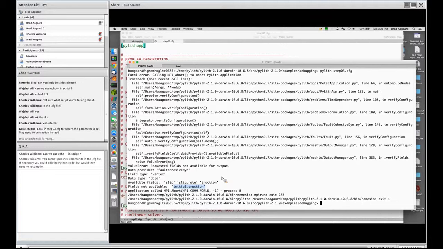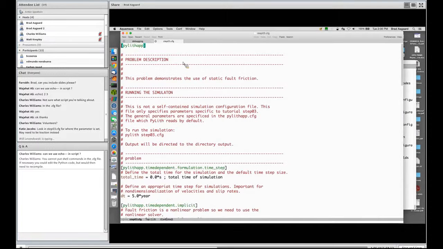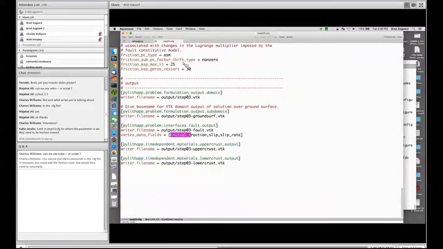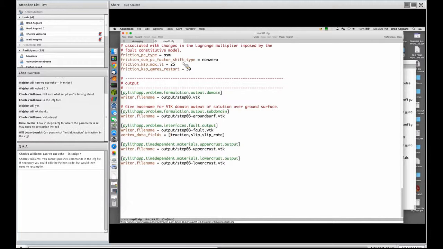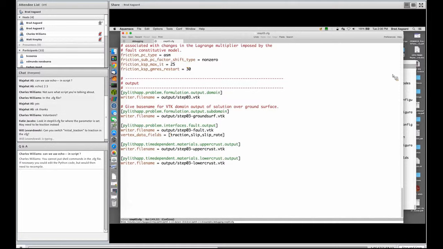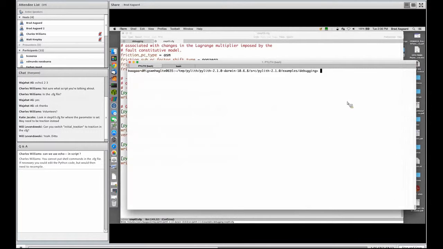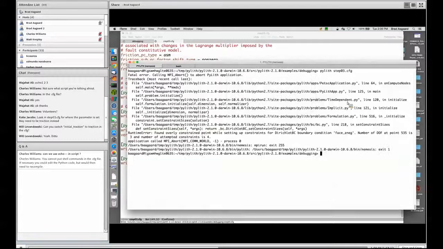Okay, so let's look in step 03 where we have initial traction and switch it to traction. So let's replace initial traction with traction. Yep. So both Katie and Will suggested that we switch initial traction to traction. So let's see if we get any farther. Okay.